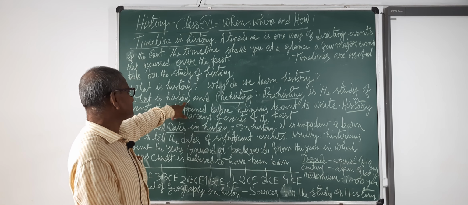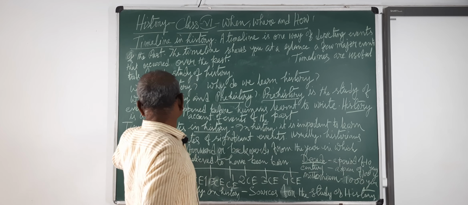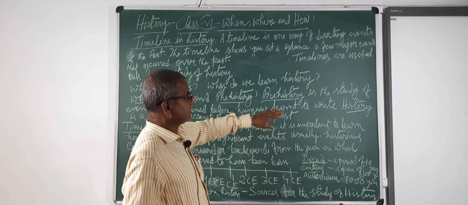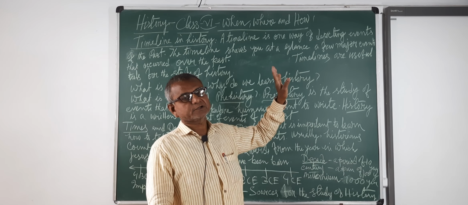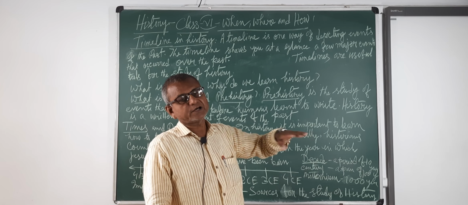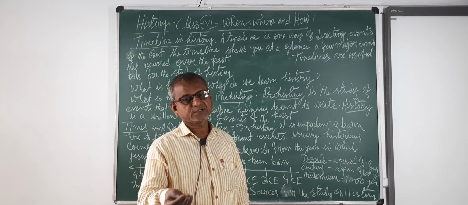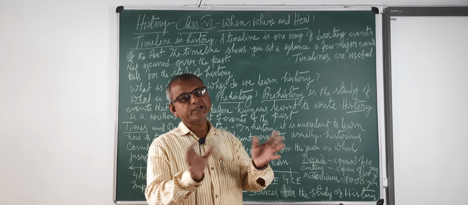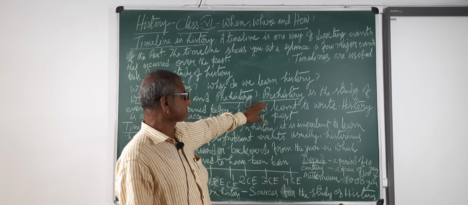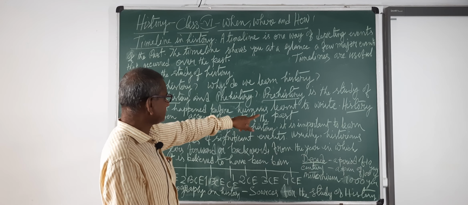What is the difference between history and prehistory? Prehistory is the study of events that happened before humans learned to write. In the prehistorical period, human beings roamed from place to place. They were food gatherers. They collected fruits, roots, herbs, and hunted animals. They had no idea of writing. They did not know how to write. This period is known as prehistory. So prehistory is the study of events that happened before humans learned to write.